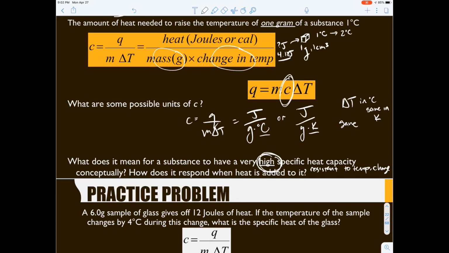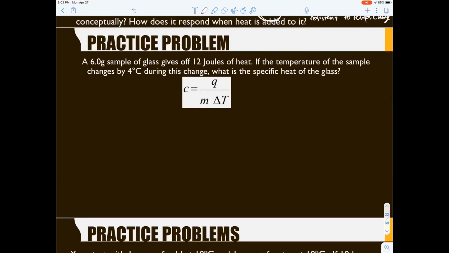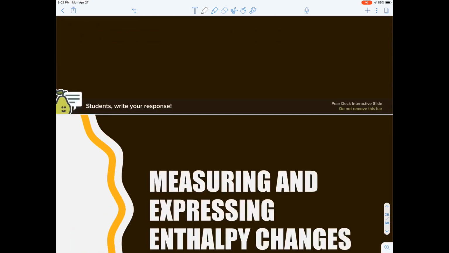Whereas something with a really low specific heat, like metal, you add a little bit of heat to it and its temperature jumps up. How are we doing here?